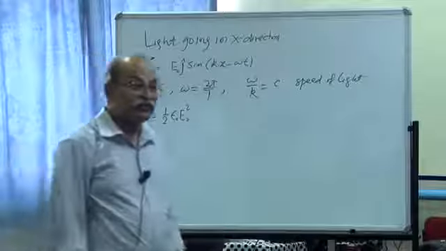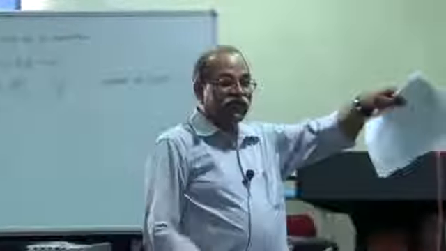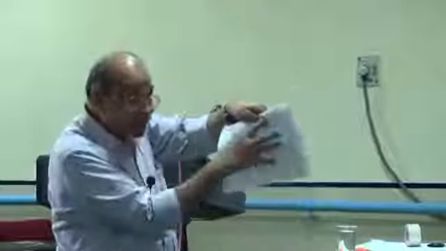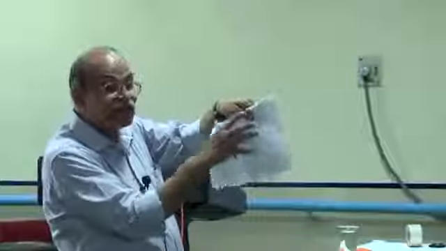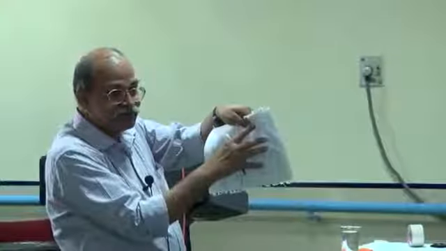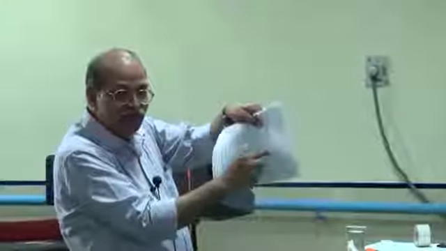Intensity means what? If I put an area, light is falling on it perpendicularly, how much energy is falling per unit area per unit time? Okay. So take some area and let light fall for some time delta t. How much energy has fallen? Divide by delta A, divide by delta t. That is called intensity, energy falling per unit area per unit time. So it is proportional to the amplitude of the electric field square.